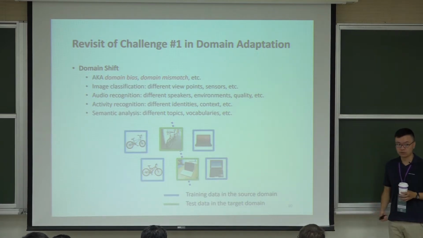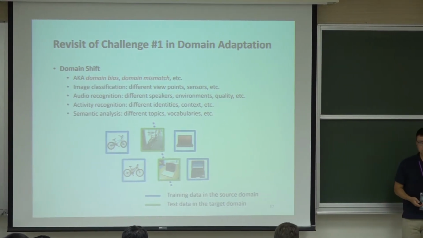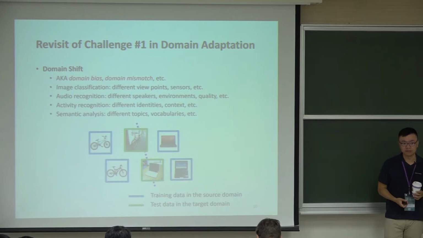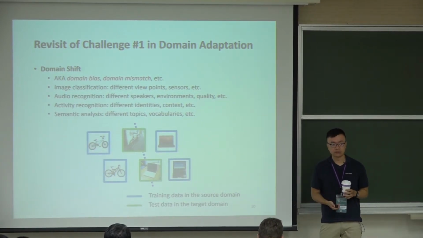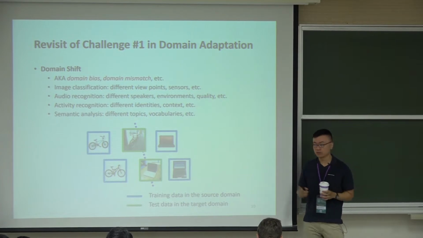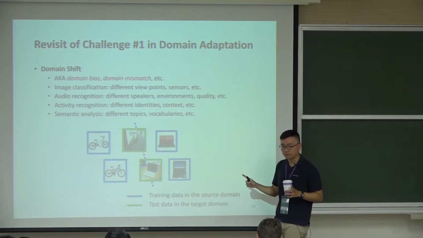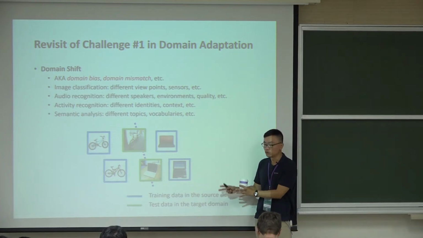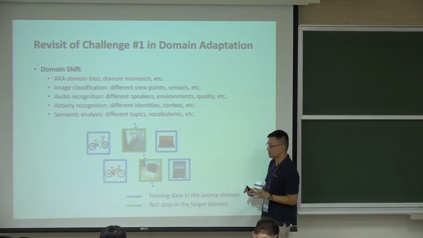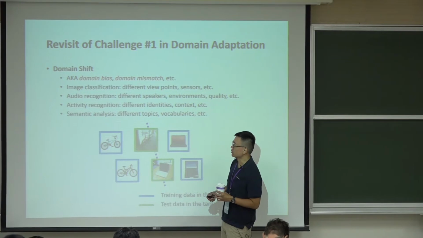Now let's get back to the first challenge in domain adaptation. So recall that it is the domain shift, the domain bias. We need to get rid of the difference between the two domains when we borrow the information from one to the other. So that is the so-called domain shift or the domain bias.